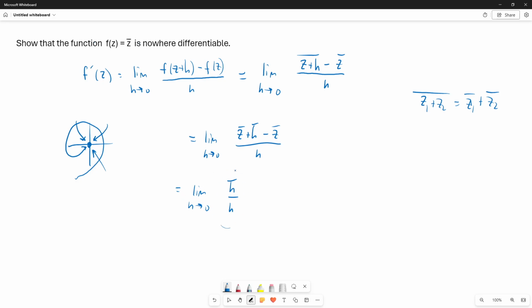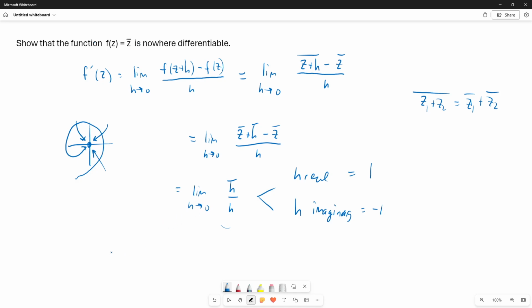And h bar divided by h is a very simple quantity if h is real. If h is real, then this equals just 1, because the conjugate of a number is itself. And if h is purely imaginary, like if it's i, then it's its negative. And so this is negative 1. And so those are two of the possible limits we can get here, and they're different. And so this limit does not exist.